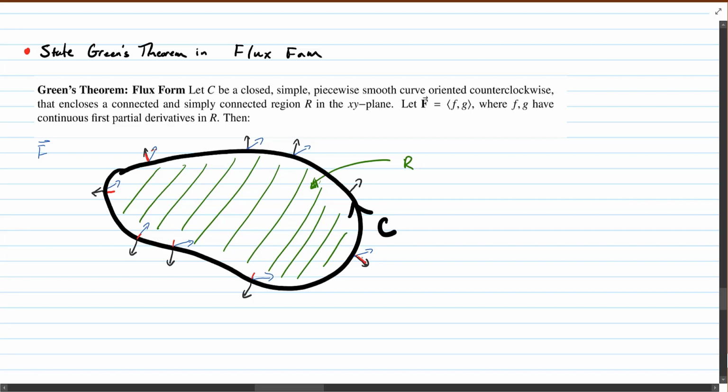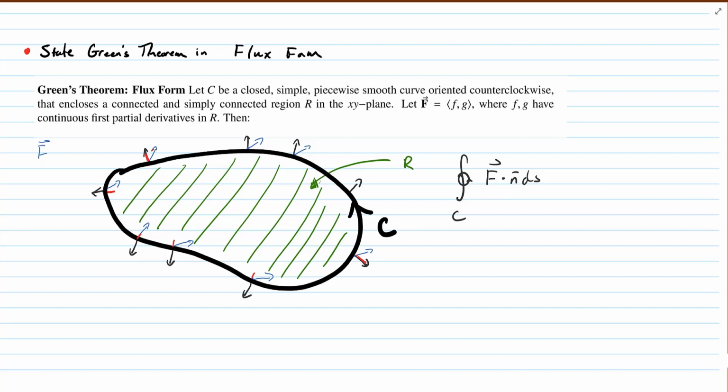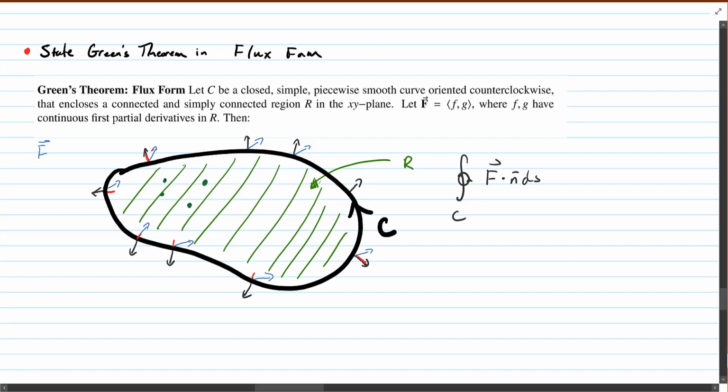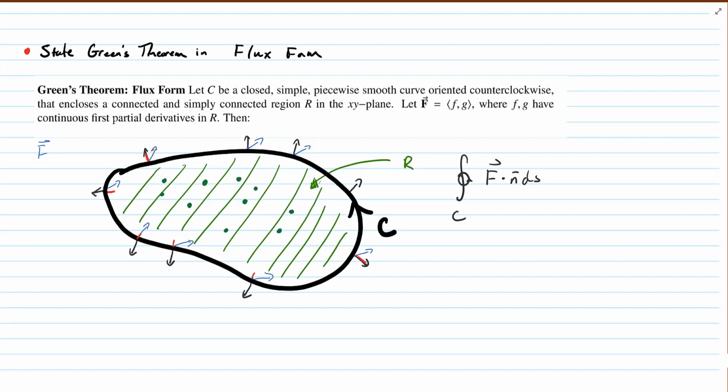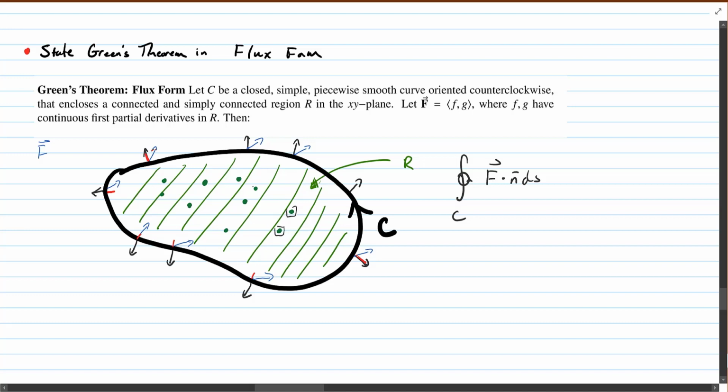If I add up all of those red components there, that gives me the flux across this boundary. So the flux across this boundary is the closed loop integral, and we wrote flux as F dot n ds. So again, that's the normal component being dotted with the force, with the vector field. Green's theorem says, rather than doing that, what we could do instead is look at all of the points on the interior here. And at each one of those points, we could calculate the divergence at those points.